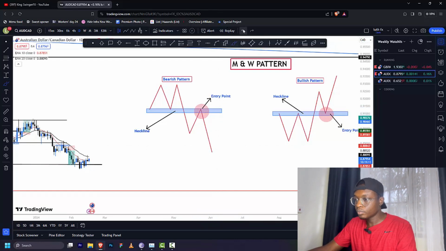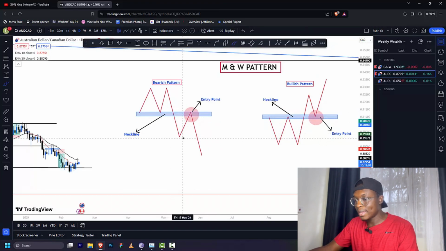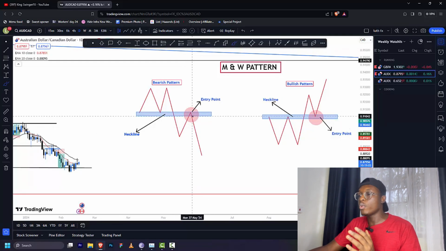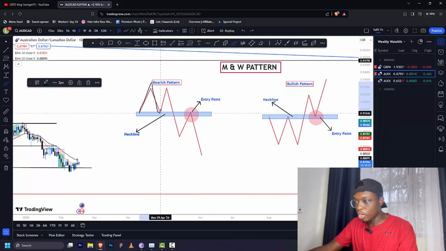So let's continue. After the market pulls back to our neckline, which is our previous support now turning resistance, that is where we enter this market. As you can clearly see in the illustrations that I've made here, the market made a double top formation.